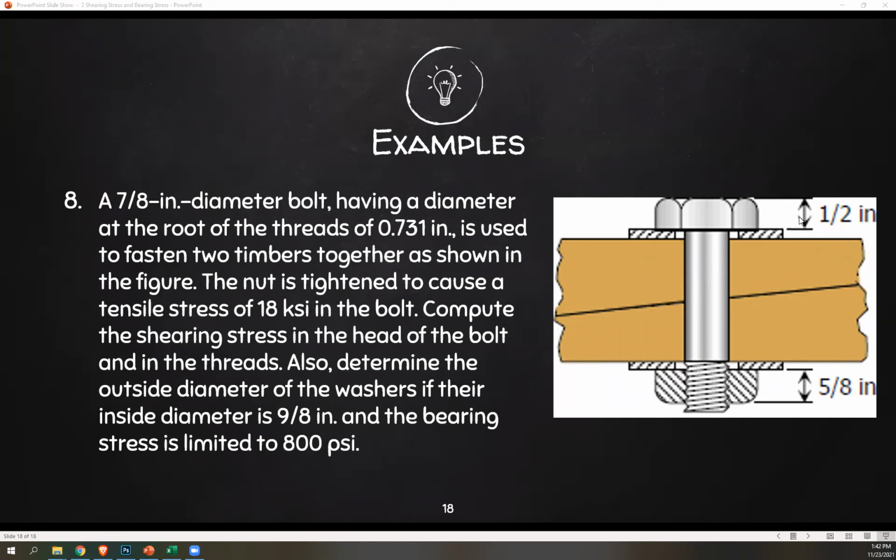Also, determine the outside diameter of the washers if their inside diameter is 9/8 of an inch and the bearing stress is limited to 8,000 psi. Let's focus on the first question first. Shearing stress and bearing stress.